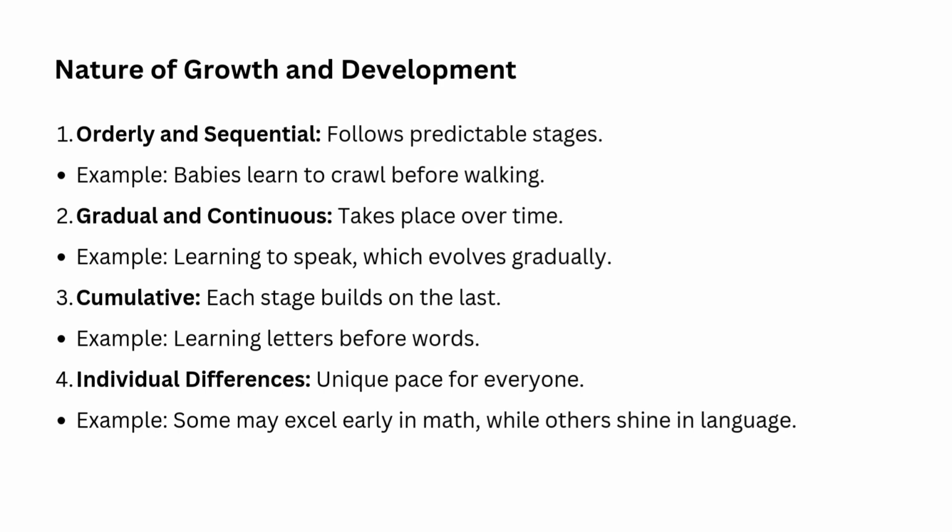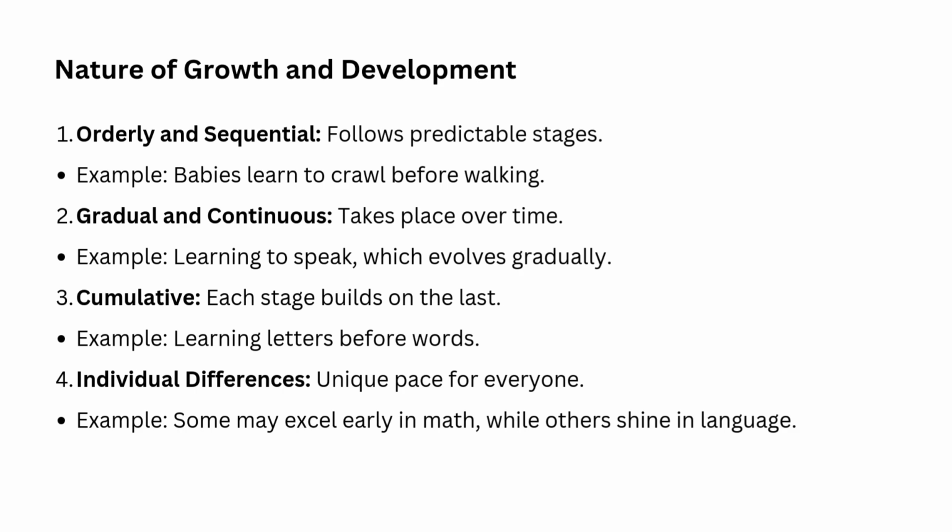So these characteristics help educators understand the stages children typically go through, helping in setting age-appropriate expectations. Let us understand the next point, which is gradual and continuous. So growth and development are gradual, occurring over time. They are not a matter of sudden changes, rather they happen progressively.